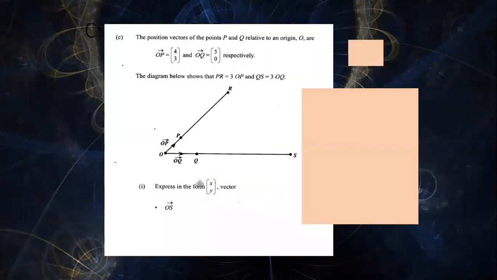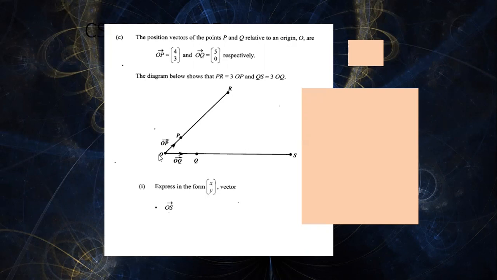Now, let's look at this question here. It says the position vectors of the points P and Q relative to the origin O are OP is (4,3), OQ is (5,0), respectively. The diagram below shows that PR is equal to 3OP, and QS is equal to 3OQ. Express in terms of x, y, in the form (x,y), the vector OS.